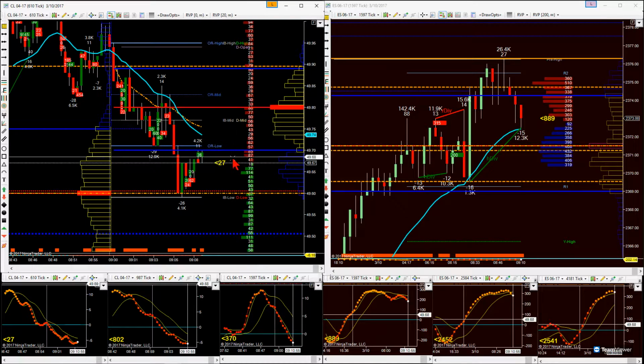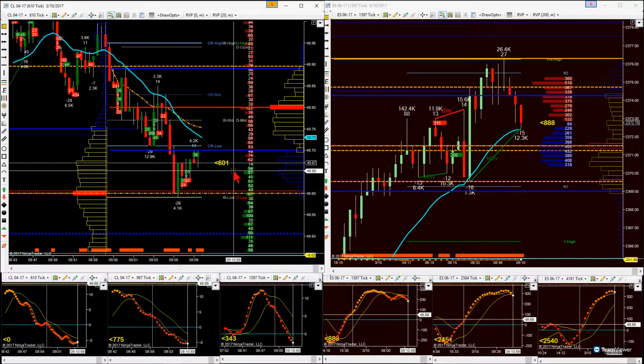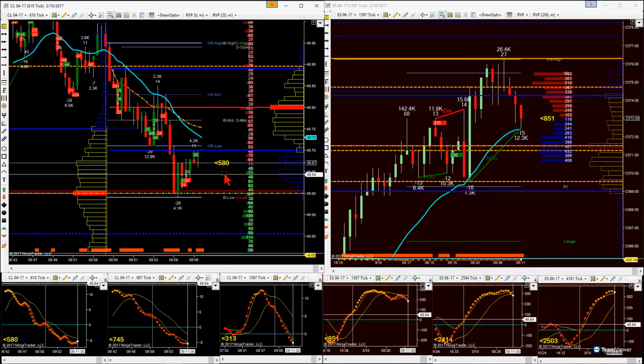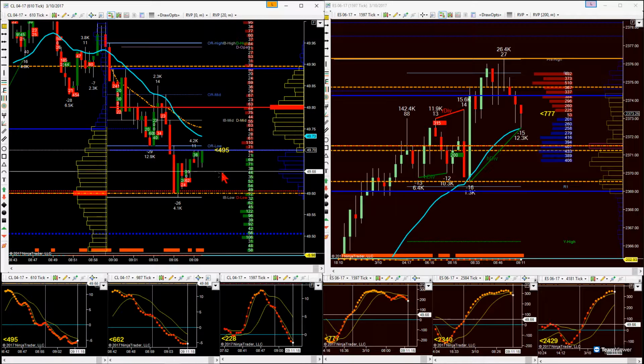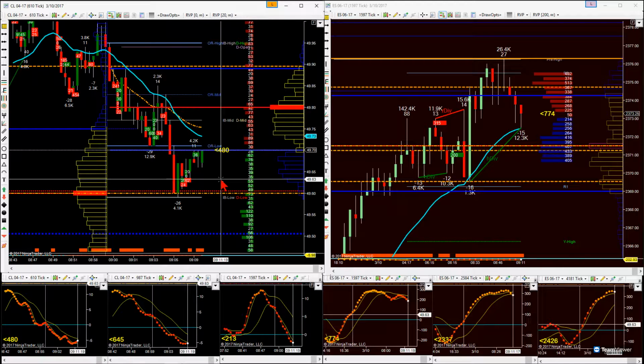But that seems to be building as an area where buyers are having trouble getting it above and sellers are defending their ground here. That's 68, 69. But I won't take a short. It's too close to low of day. I'd really rather see buyers push through this. No, that's good. Buyers just came in, 79 now. Sorry, 69.